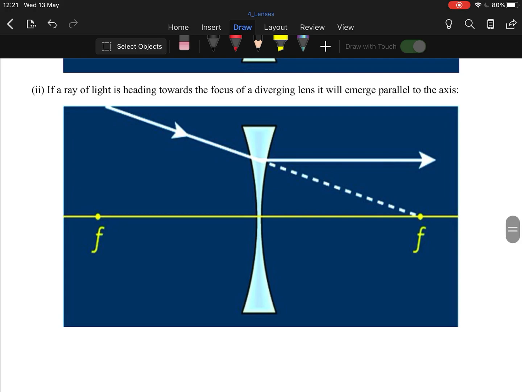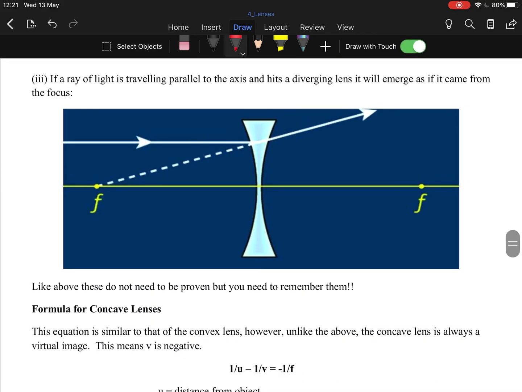Okay, this is the difference. If it's going as if it was going to hit the focal point, hence the dotted line, it'll actually go out parallel. So vice versa, if it comes in parallel, what's going to happen? If it comes in parallel, it will go out as if it came from the focal point.